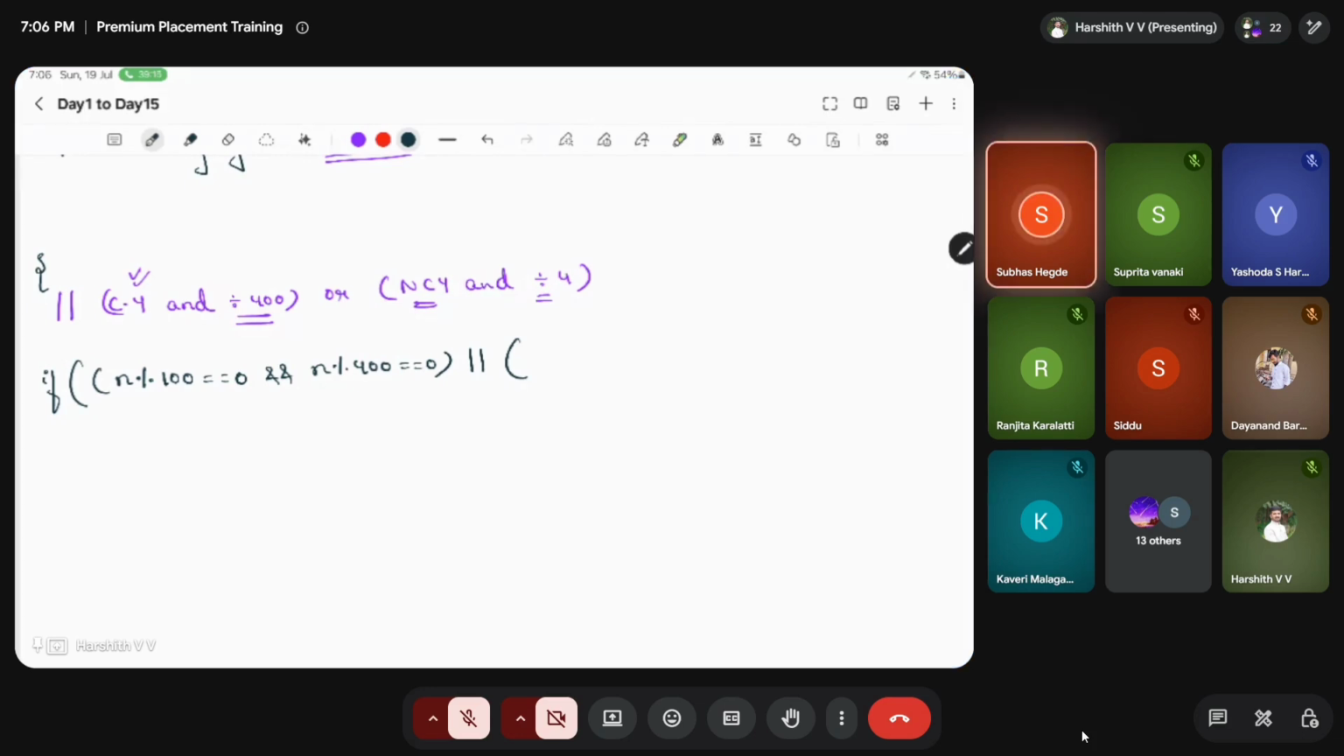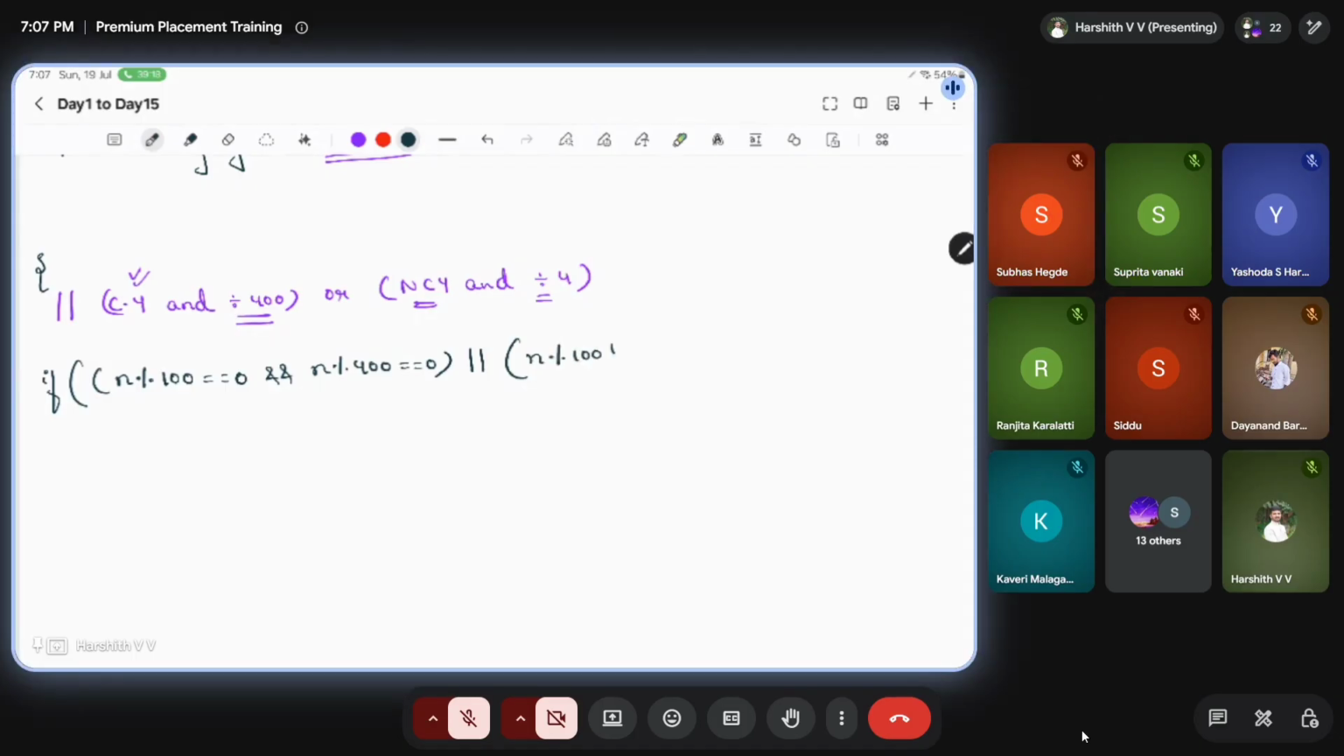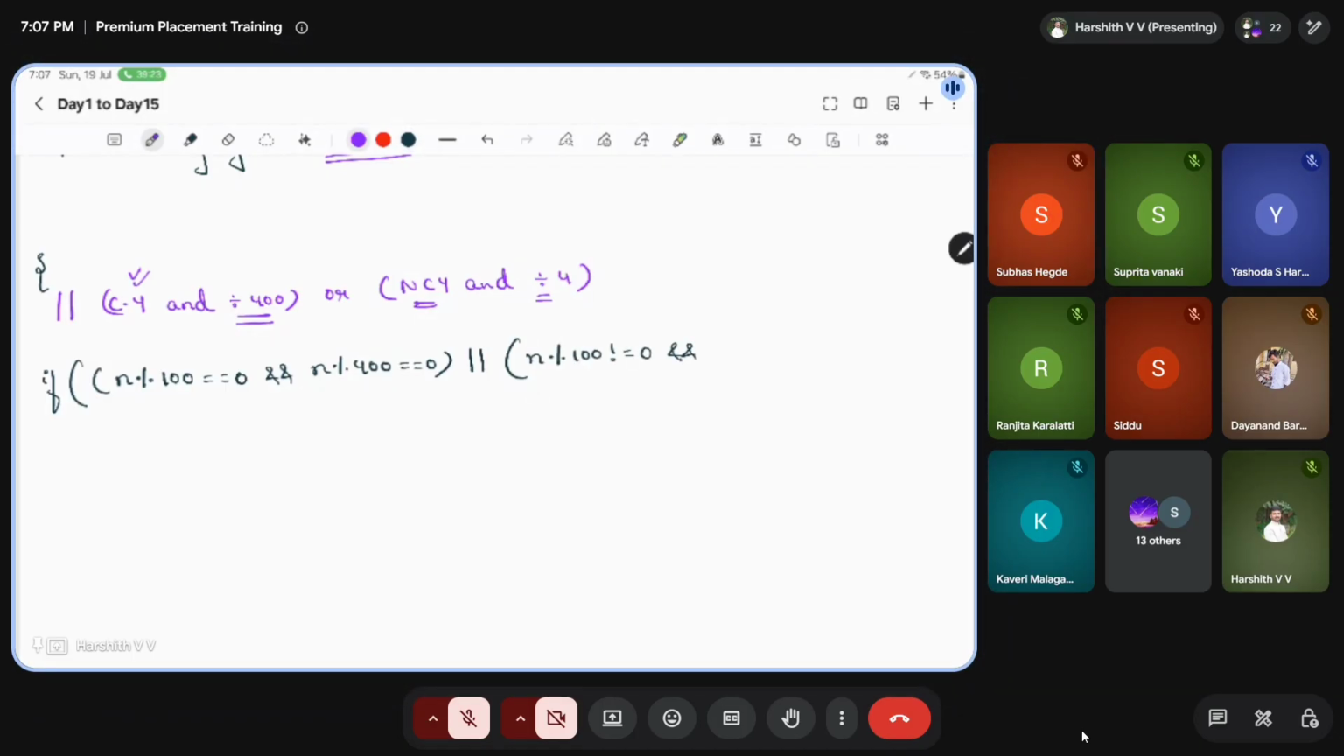n modulus 100 not equal to 0, not divisible by 100. And if it is not divisible by 100, then it should be divisible by 4, so n modulus 4 equals 0. If any of these two conditions is satisfied, I can write return true, or else I can write return false. This is the condition to check whether the year is a leap year or not.